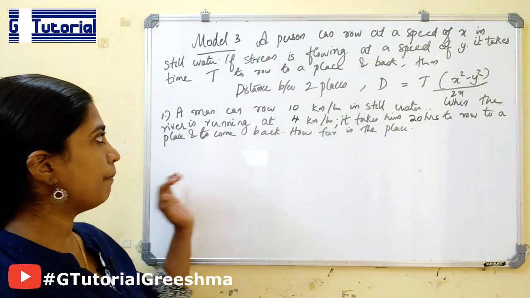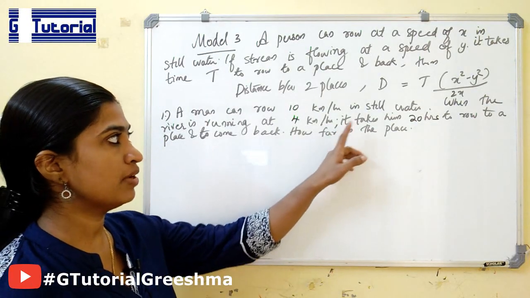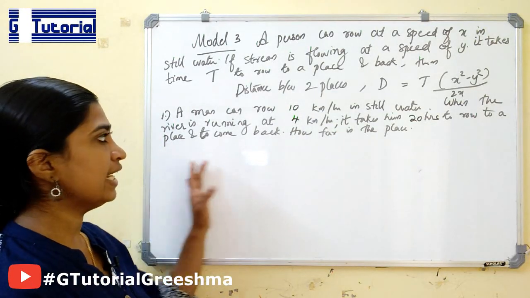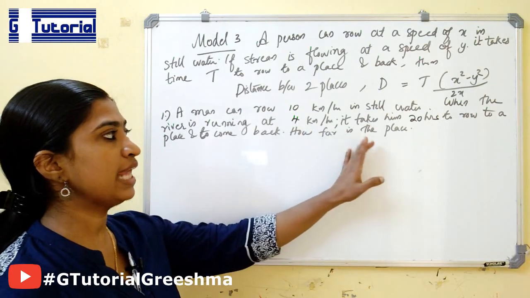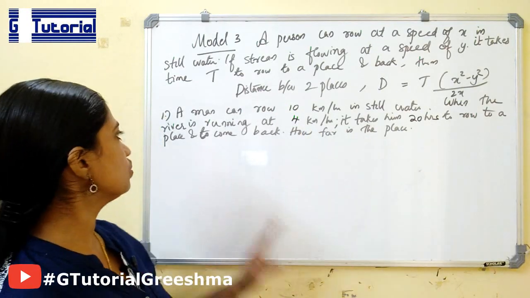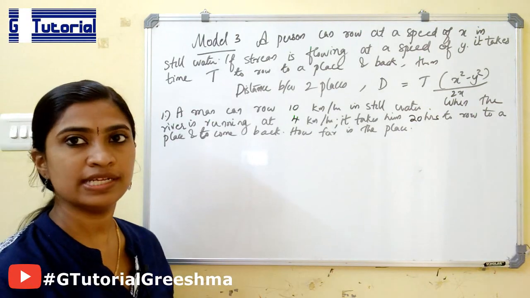This is the problem. A man can row 10 km per hour in still water. When the river is running at a rate of 4 km per hour, it takes him 20 hours to row to a place and to come back. How far is the place?